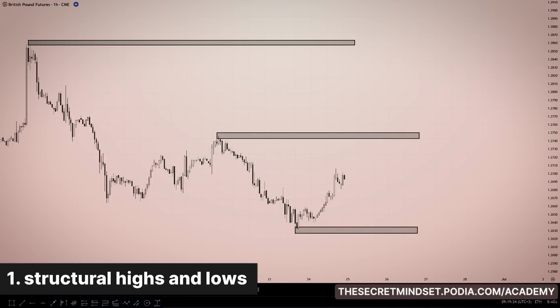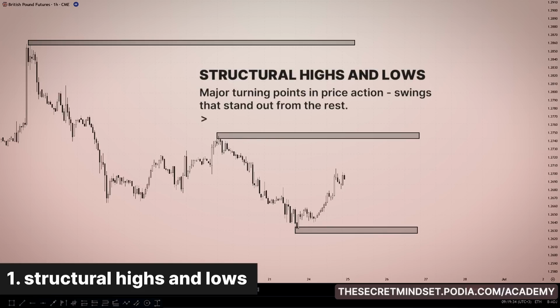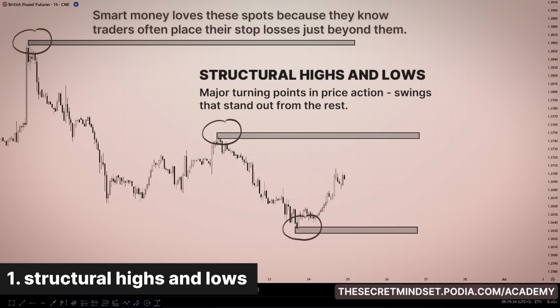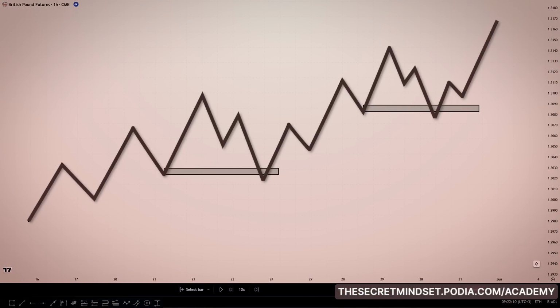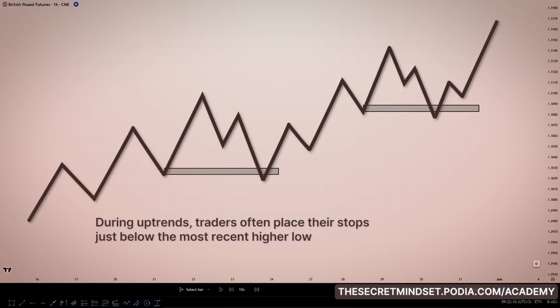First area is around structural highs and lows. These are major turning points in price action, the peaks and valleys you see on a chart that stand out from the rest. Smart money loves these spots because they know traders often place their stop losses just beyond them. Let's say we have a strong uptrend with a series of higher highs and higher lows. Traders often jump on these trends, placing their stops just below the most recent low.